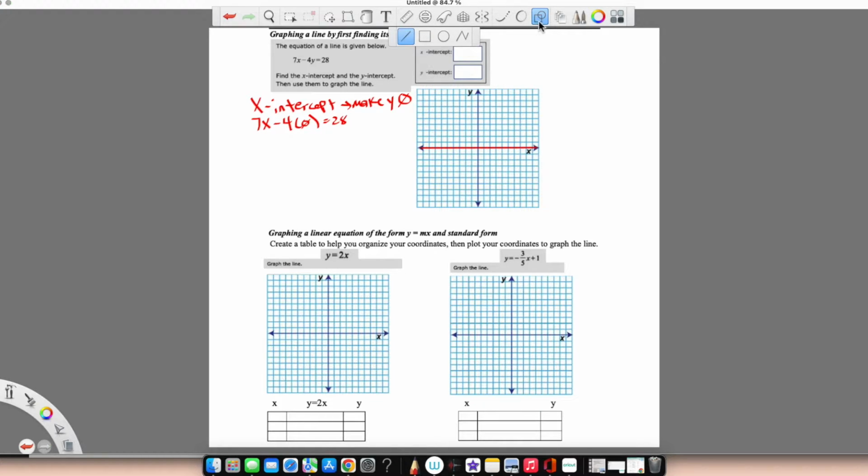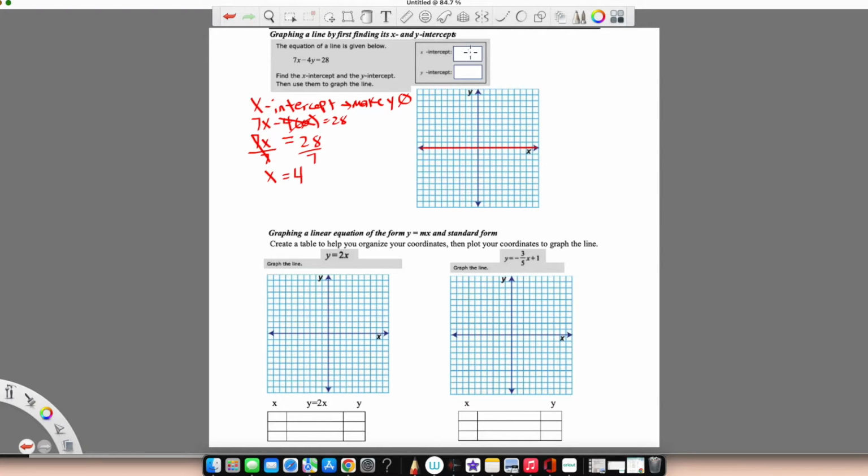And it also kind of helps eliminate this because 4 times 0 is 0, and 7x minus 0, well, that's just going to stay 7x. So it kind of helps eliminate it down too. It makes it very easy. So now I have 7x equals 28, so I'm going to solve by dividing by 7 on both sides. 7 divided by 7 cancels, and I get x equals 28 divided by 7 is 4. So my x-intercept, where it crosses this x-axis, is positive 4.